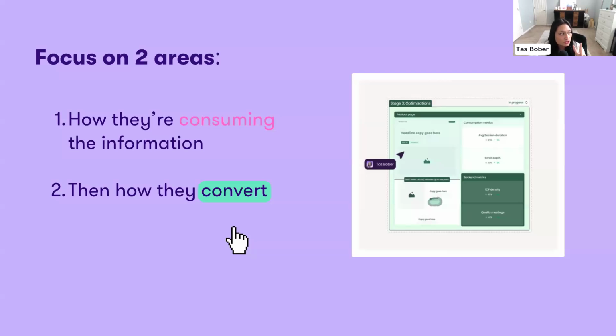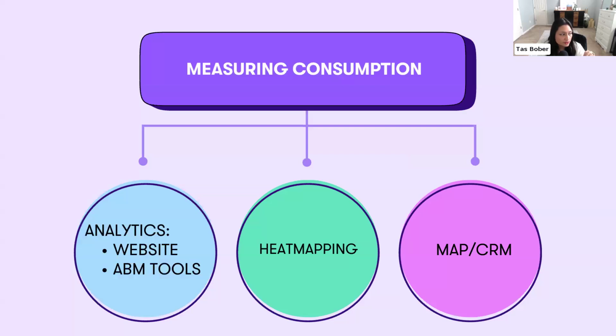So I need you to focus on 2 areas. One, how they're consuming information, then how they're converting. Because if they've converted, they've already done 80% of the work. So you're too busy optimizing for that 20% when so much is happening before that. Okay. So how do you do that with consumption?